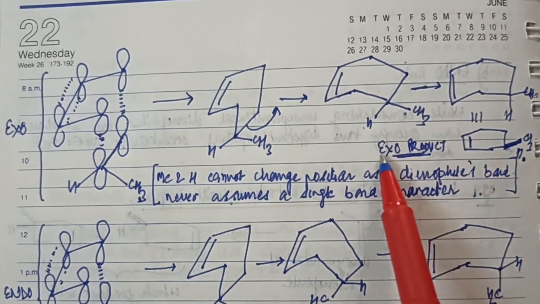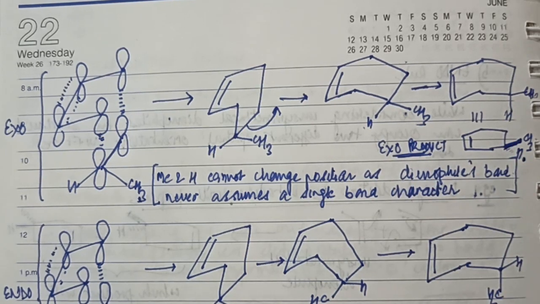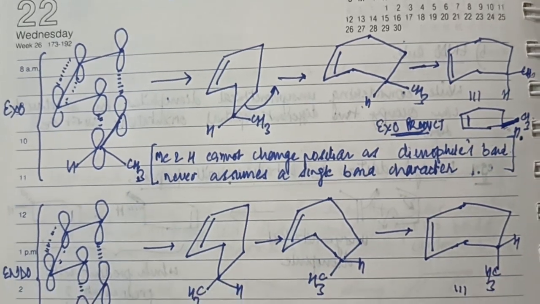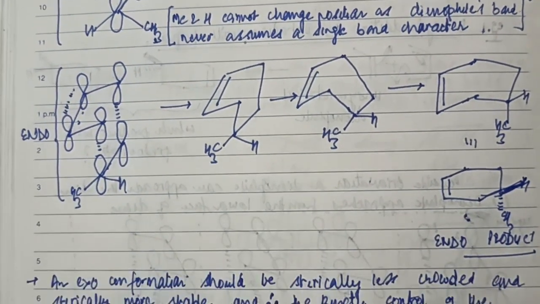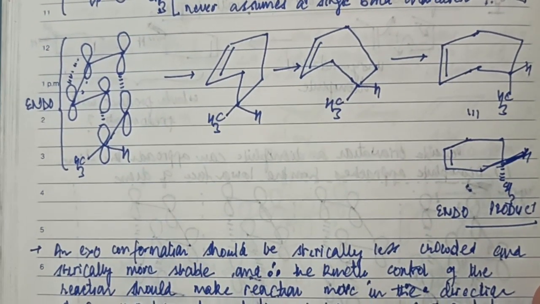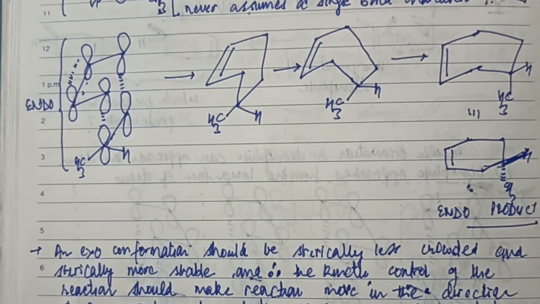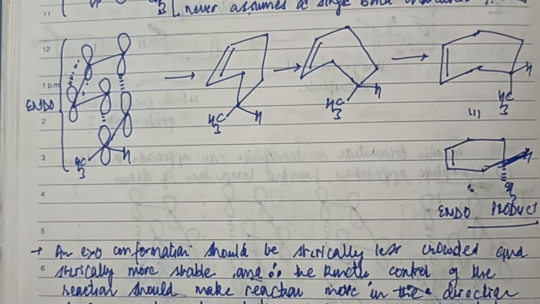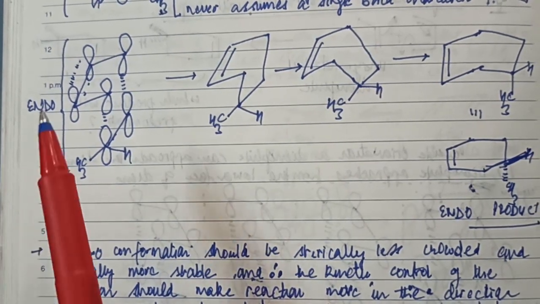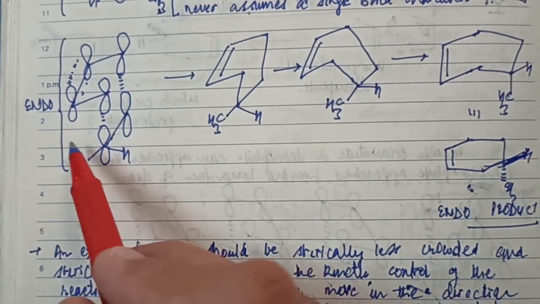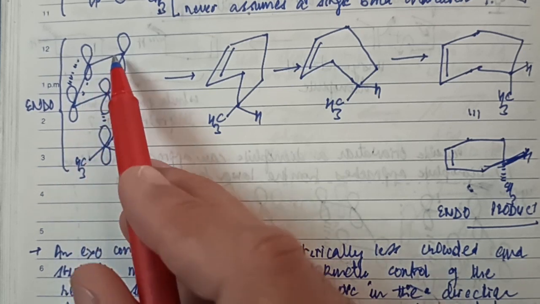Therefore, the product which we obtain in this case is the exo product. Okay. Now let's talk about the second possibility, that is the endo product. While drawing the endo product, see how we draw it. The only difference between the exo approach and the endo approach is that in the endo case, the substituent on the dienophile is towards the diene.